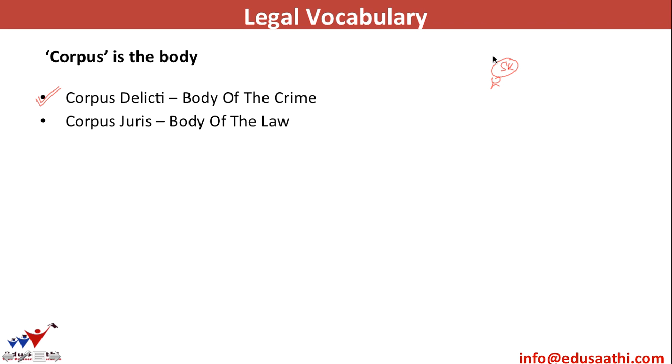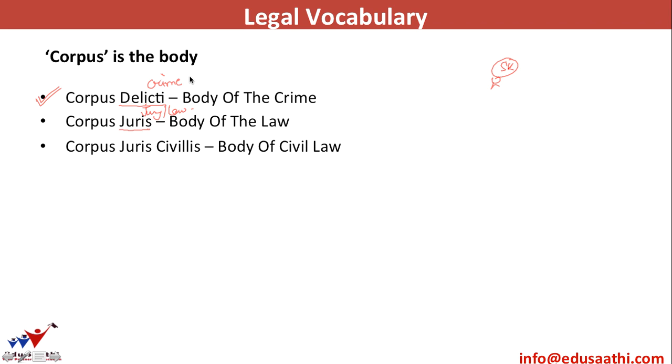Likewise, we have corpus juris, that is the body of the law. Now, please ensure that you know that wherever you find the word juris, that relates to jury or law. Likewise, wherever you find the word delicti, that means crime. So corpus juris means the body of the law, which is like, there are 4 or 5 judges in the panel, and we want to say that this guy is also among that panel. We'll say he is corpus juris. That is, he's among the people who are judging this case.